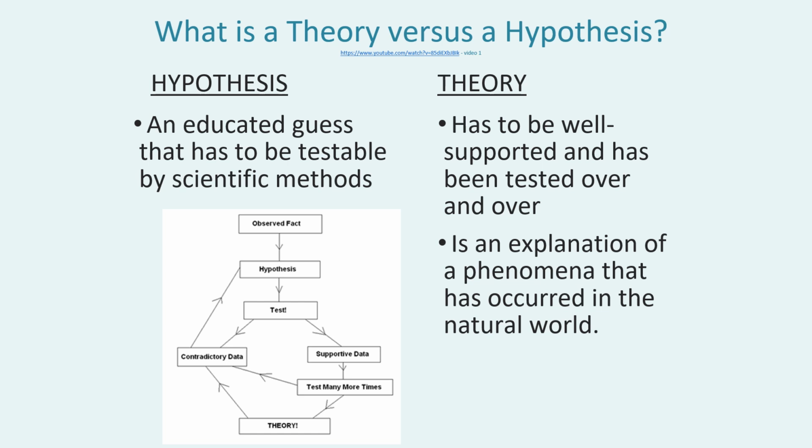Remember that evolution is a theory. So let's look at the difference between hypothesis and theory. A hypothesis is an educated guess that has to be testable. It's more like an educated guess written as a statement. It's not a question, okay? Don't get that wrong. Now, a theory has to be well supported and tested over and over, and it's meant to be an explanation of a phenomenon that is occurring in the world.